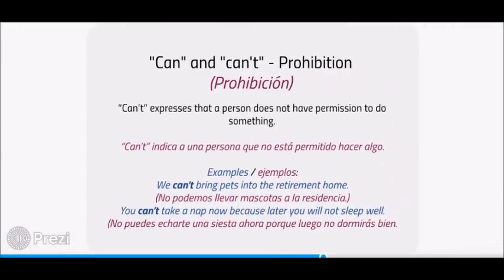Can and can't, prohibition. Can't expresses that a person does not have permission to do something. Examples: we can't bring pets into the retirement home. You can't take a nap now because later you will not sleep well.